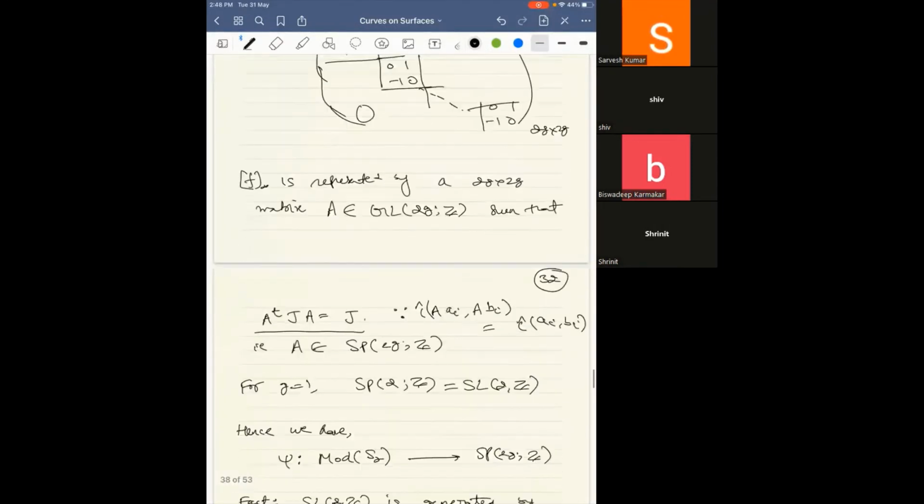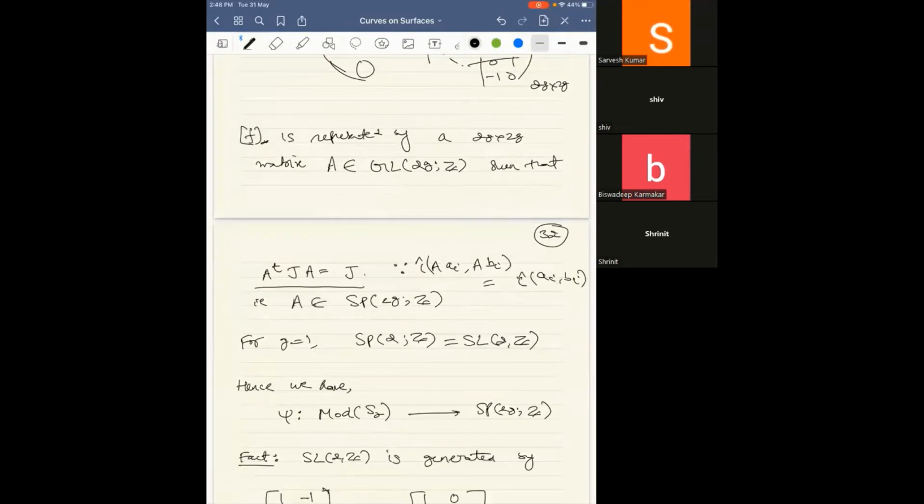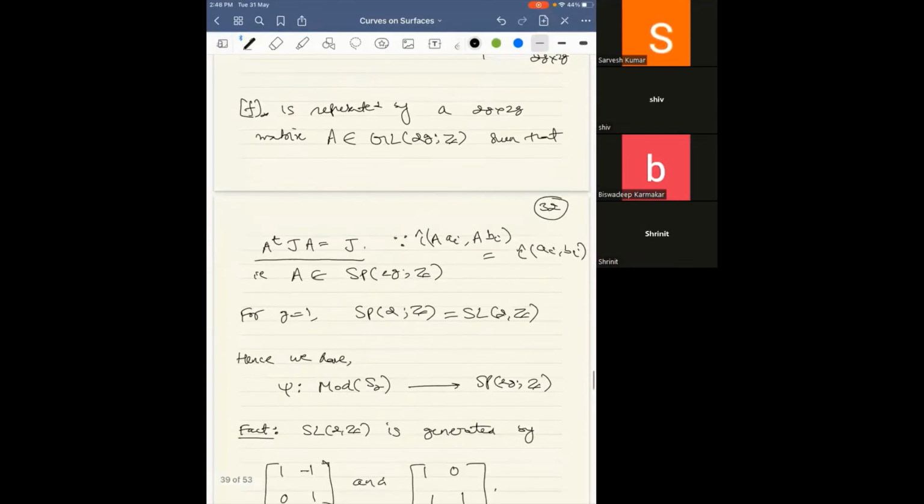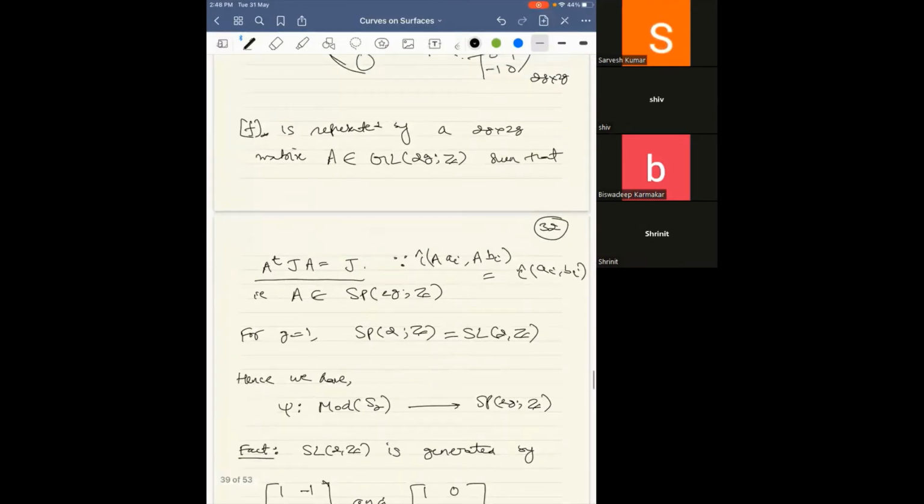So what is happening? You are starting with an element of the mapping class group, looking at its action on the integer homology, and it gives you an element of the symplectic group. So this is called the symplectic representation. For any mapping class group element, you get an element in the symplectic group. And this is a group homomorphism, so this gives you a representation. And this is an algebraic fact.